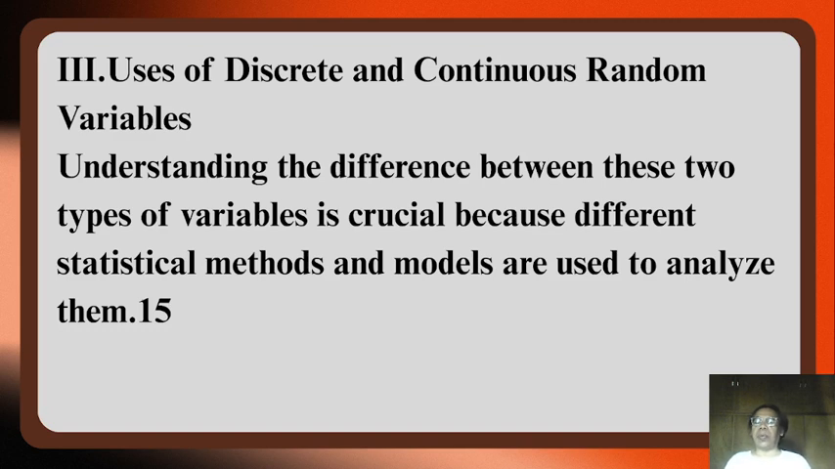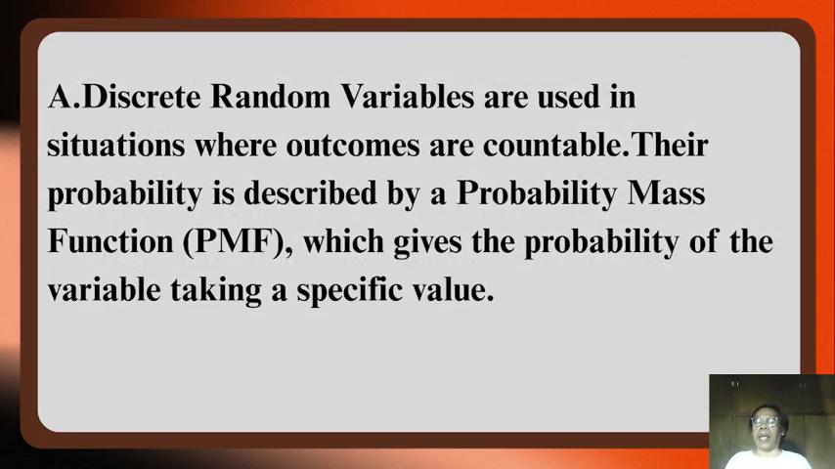Uses of discrete and continuous random variables. Understanding the difference between these two types of variables is crucial because different statistical methods and models are used to analyze them. Discrete random variables are used in situations where outcomes are countable.